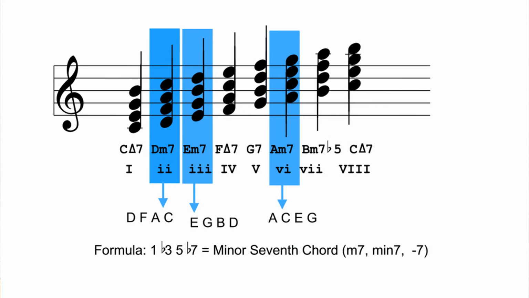On the 2nd, 3rd and 6th steps of the major scale are built minor 7th chords. These are made up of the 1st, flatted 3rd, 5th and flatted 7th notes of the major scale relative to the root notes of each chord, which are D, E and A in this key.